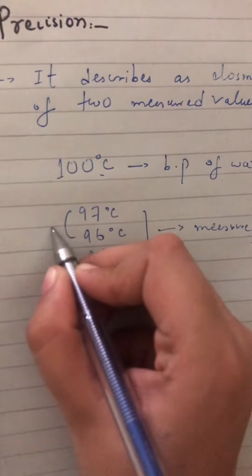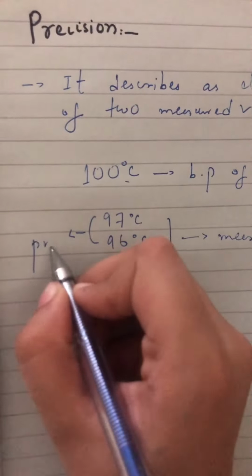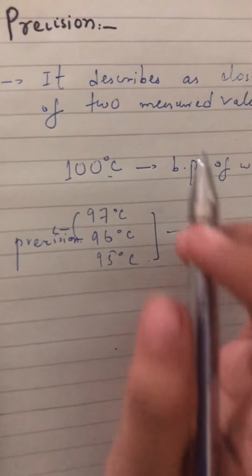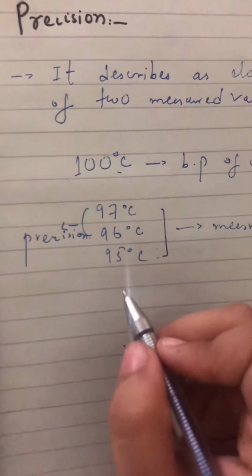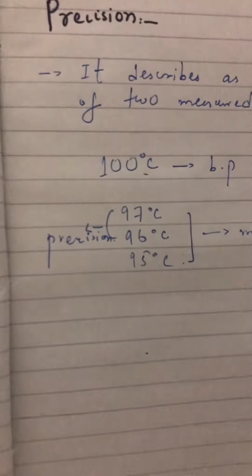So the difference between these two values, that is called the precision, which means the closeness between two measured values is called the precision. These are the measured values that we measure by ourselves, but the actual value was 100 centigrade.